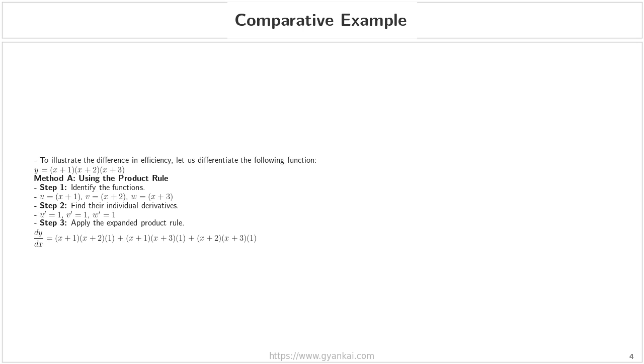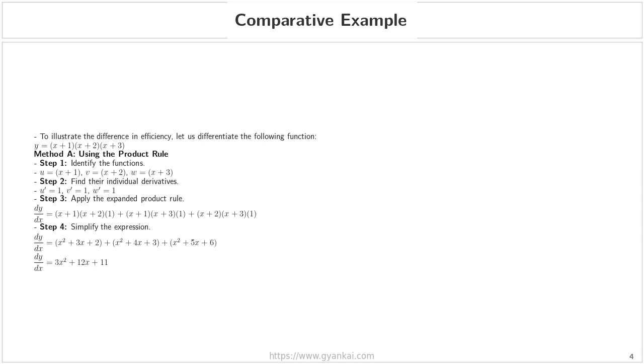This gives us (x+1)(x+2)·1, plus (x+1)(x+3)·1, plus (x+2)(x+3)·1. Finally, in step 4, we simplify the expression.